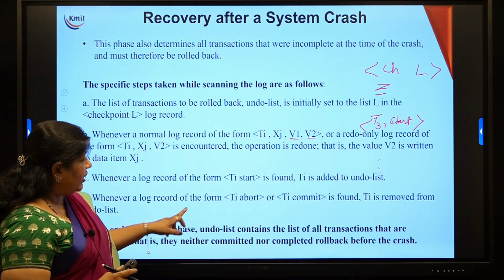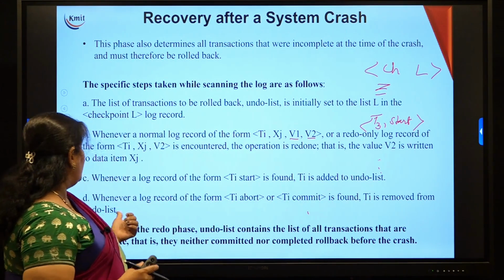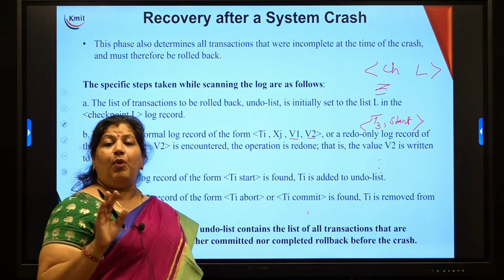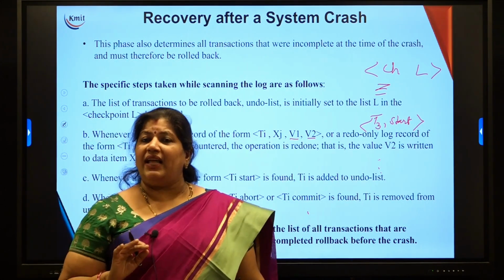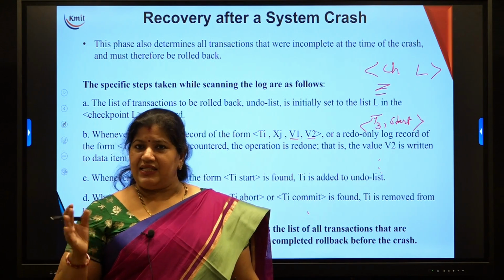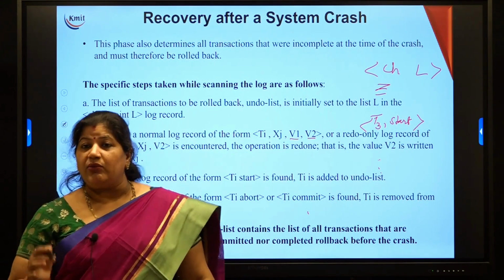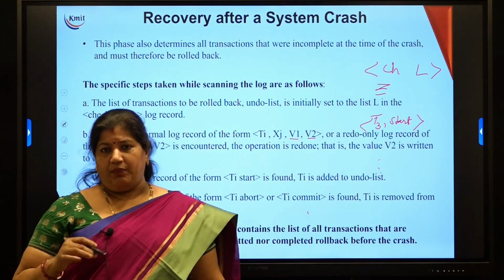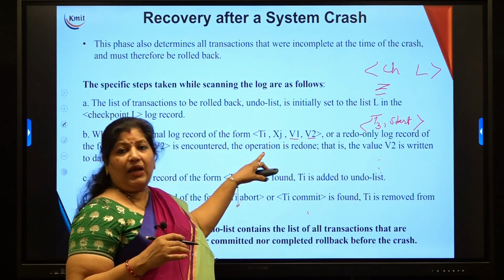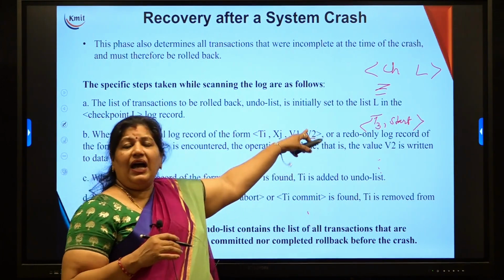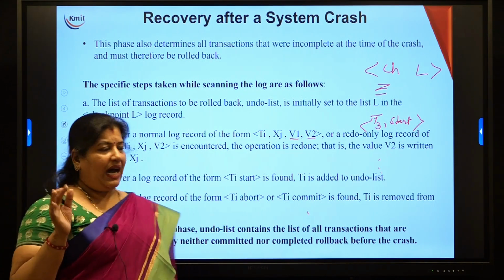Then whenever a log record of the form Ti abort or Ti commit is found, Ti is removed from the undo list. Now if Ti abort is found, that means the undo operation was already done before the crash itself. So I just leave it, I just remove it from the undo list. Or if there was a Ti commit, then in that case also I know that the changes were made permanent, that means I have already done the redo operation. See, look at this. After this statement, I would have had Ti commit. So I have done it to V2. Now my only task is to commit. That is why I will remove it from the undo list.